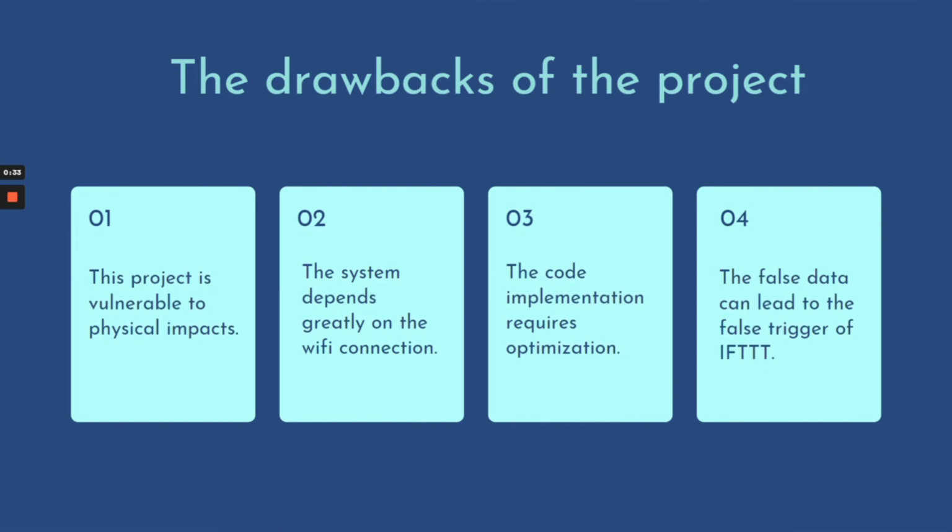So from now, you can already spot the hindrances of this system. One is that this project is very vulnerable to physical impacts. Two, the system depends greatly on the Wi-Fi connection. Three, the code implementation requires optimization. And four, false data can lead to false triggers of SIT210.